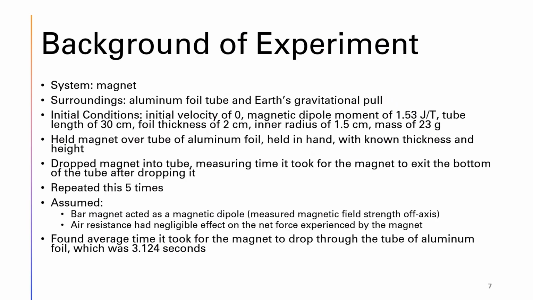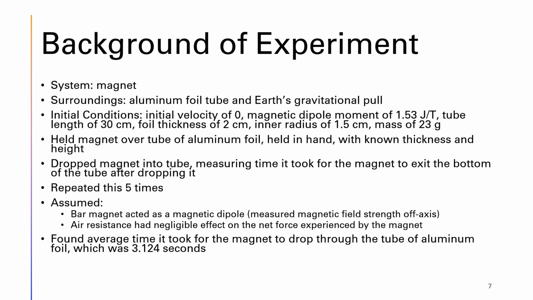For the experiment, the system was the magnet, and the surroundings were the aluminum foil tube and Earth's gravitational pull. The initial conditions were an initial velocity of 0 for the magnet, a magnetic dipole moment of 1.53 joules per Tesla, tube length of 30 centimeters, foil thickness of 2 centimeters, an inner radius of 1.5 centimeters, and a mass of 23 grams for the magnet.